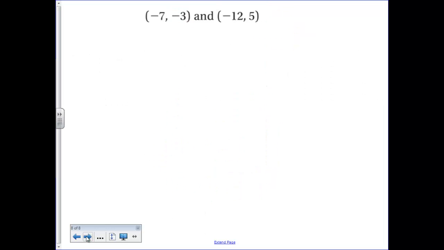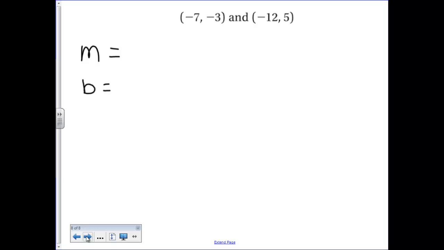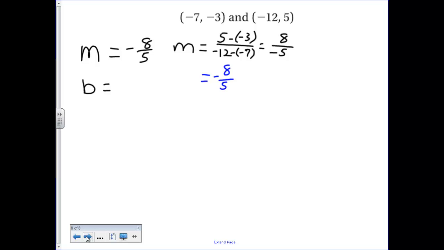Last one. I still need an m and I need a b value. So let's go ahead and calculate m. M is going to equal, I'm going to do 5 minus negative 3 over negative 12 minus negative 7. And that's going to give me 8 over negative 5, so it's negative 8/5. So my slope is negative 8/5.